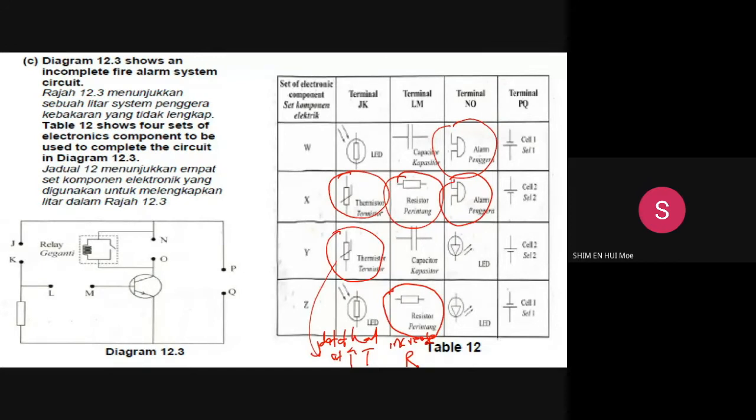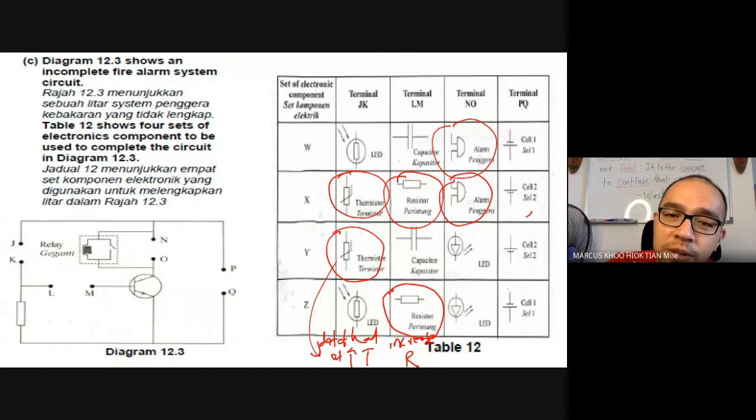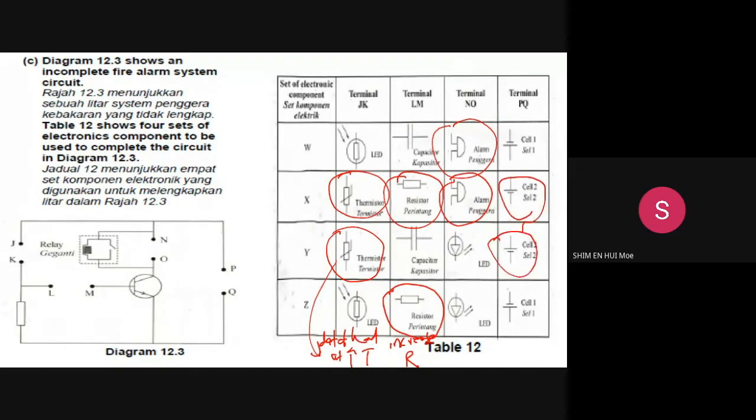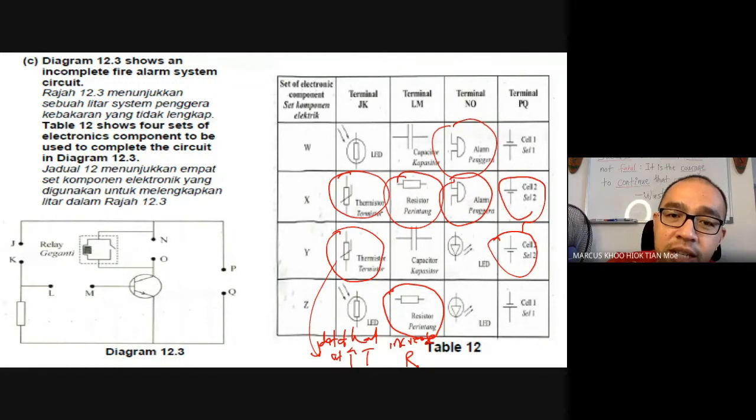The next person is Rania. Cell 2. Why cell 2? So the transistor is forward bias. Transistor is forward bias with cell 2. Really? Really? Is forward bias?